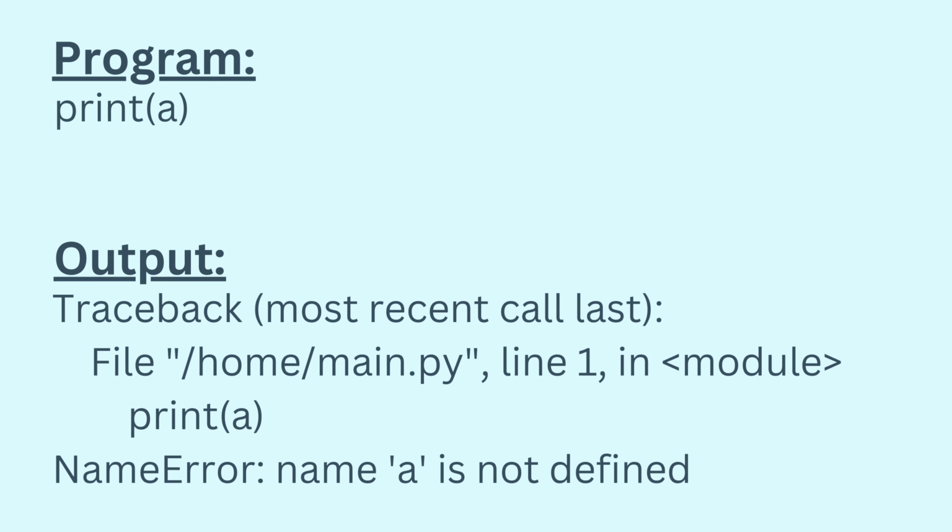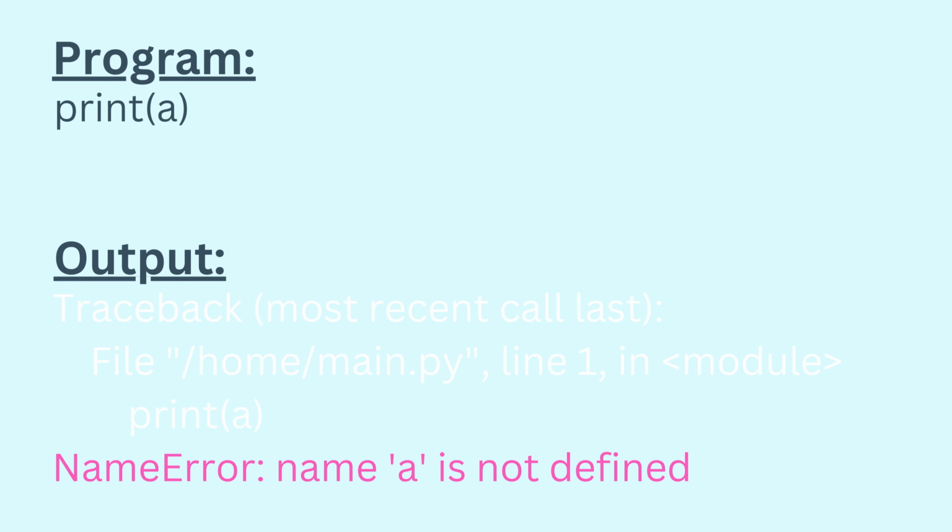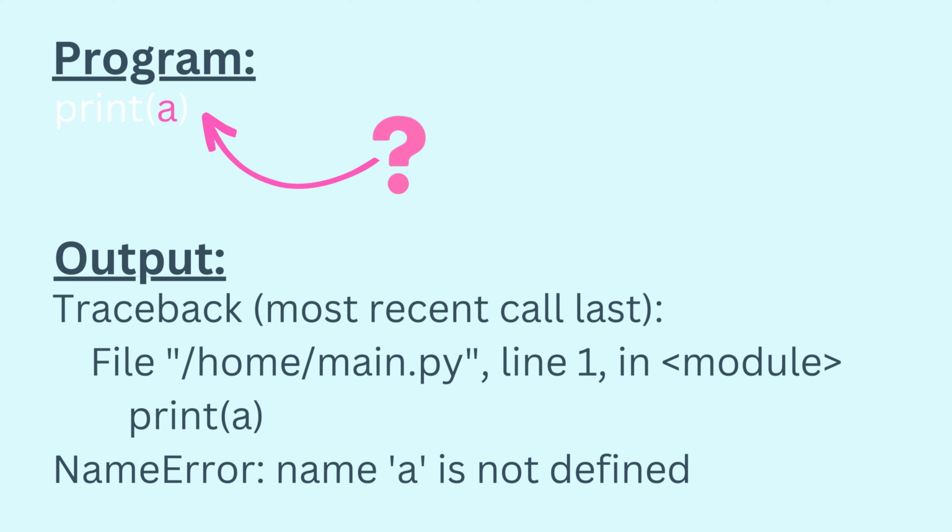Alright, time to move to the next exception in our list, which is NameError. Have a look at the following piece of code. Here we are trying to print a variable named a. When ran, we get the following output. NameError: name 'a' is not defined. Pretty obvious stuff. We didn't define variable a and we got a name error.